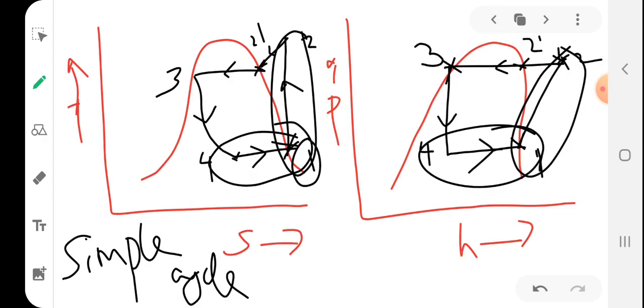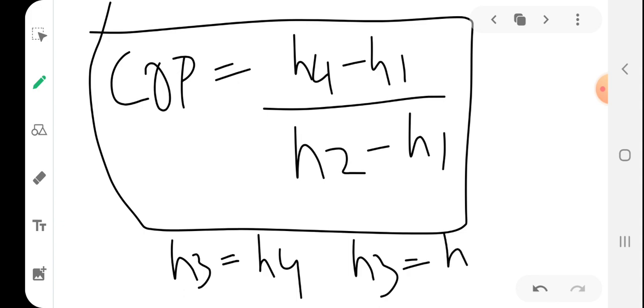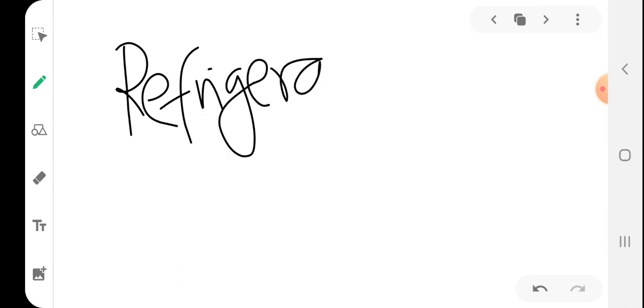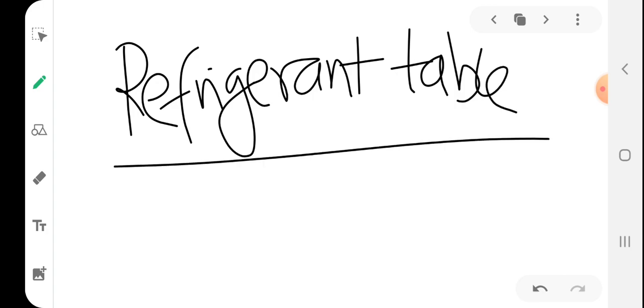And students, you have to note that this H4 and H3 will be equal, because 3 to 4 is an isenthalpic process, means enthalpy constant. So if you get the value of H3, it is also equal to H4. H3 is equal to H4. Since H3 is on saturated liquid, H3 means H3f. So students, very important, you require a refrigerant table, like a steam table.